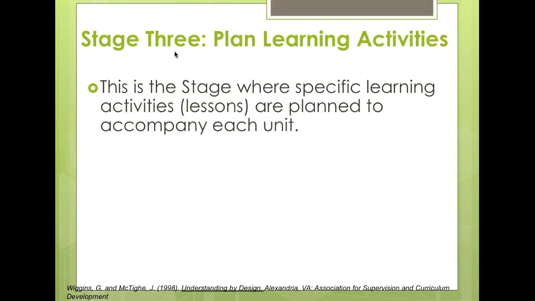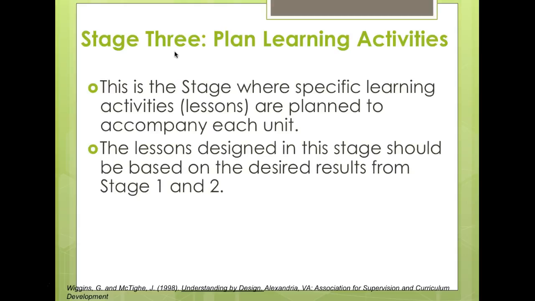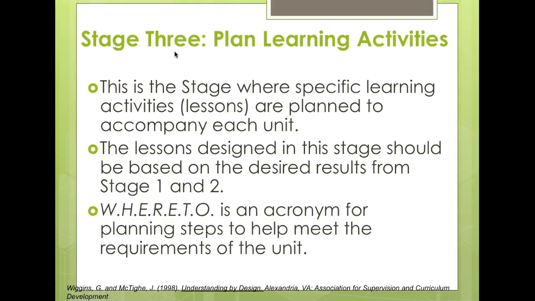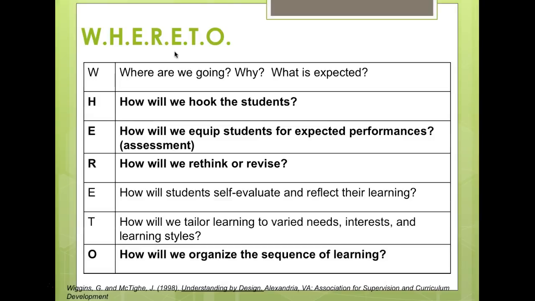The stage where specific learning activities are planned to accompany each unit. This says unit. The lessons designed in this stage should be based on the desired results from Stage 1 and Stage 2. So your lesson, singular, will be based on your Stage 1 and Stage 2 work. And then WHERETO is the acronym for planning the steps. Now the planning for the unit or a lesson is the same. It's just the scope is different. The lesson is smaller.